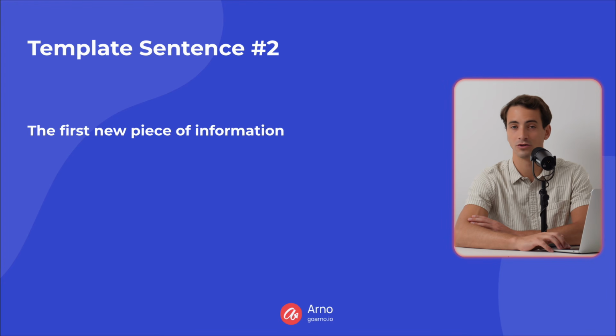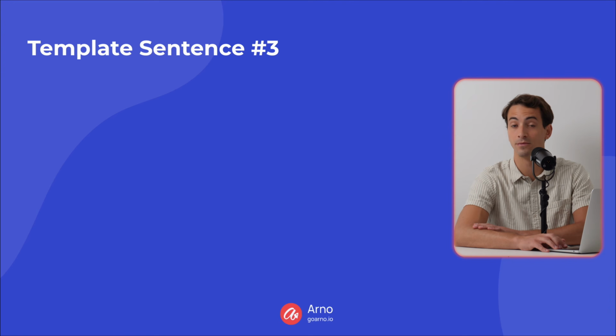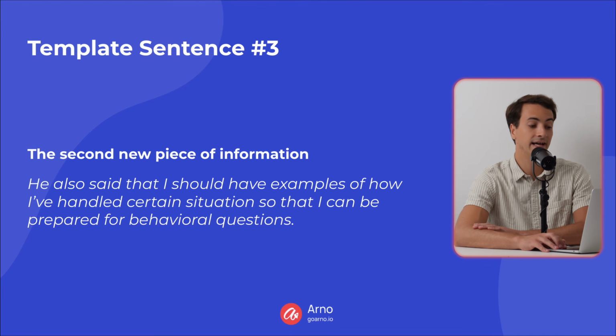Using the information we identified, we can write our second sentence. My professor recommended that I become familiar with the mission and the values of the organization because they will likely ask me questions about how my experience and skills align with those. And sentence number 3. He also said that I should have examples of how I've handled certain situations so that I can be prepared for behavioral questions.